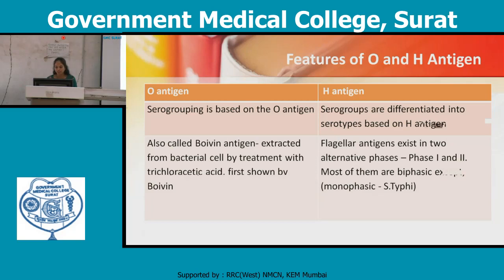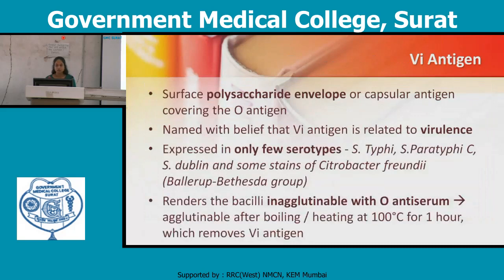Now the Vi antigen: a surface polysaccharide envelope or capsular antigen covering the O antigen. It was named with the belief that it is related to virulence, hence Vi antigen. It is expressed in only a few serotypes: S. typhi, paratyphi C, S. dublin and some strains of Citrobacter freundii. It renders the bacilli inagglutinable with O antiserum, but they become agglutinable after boiling or heating at 100 degrees centigrade for 1 hour, which removes the Vi antigen.